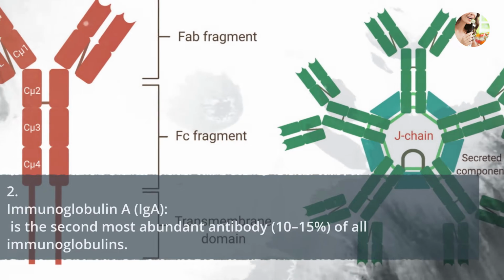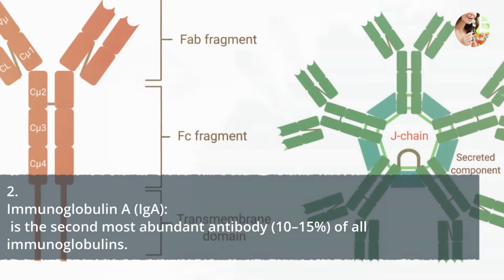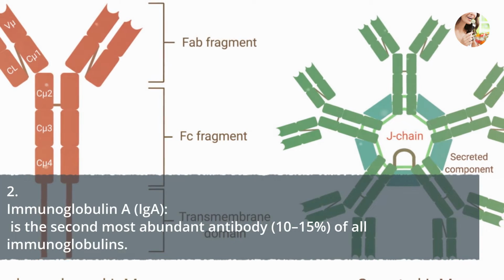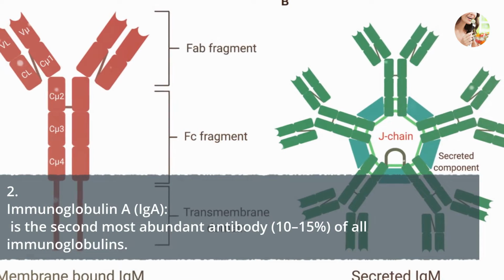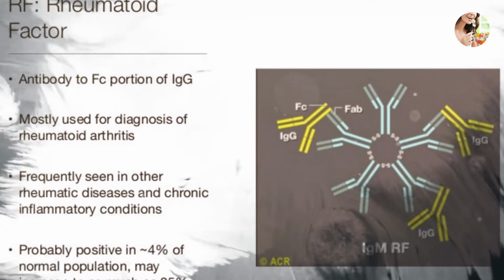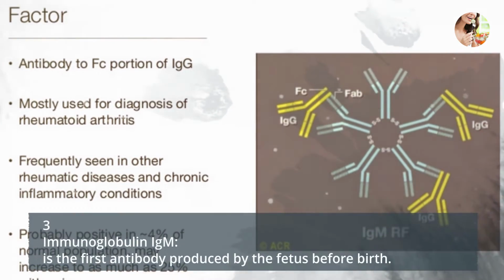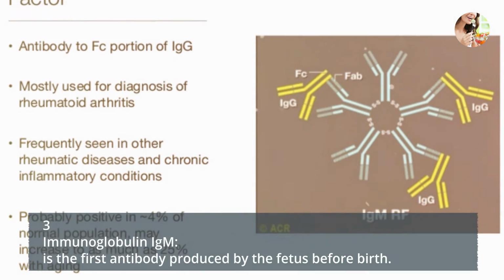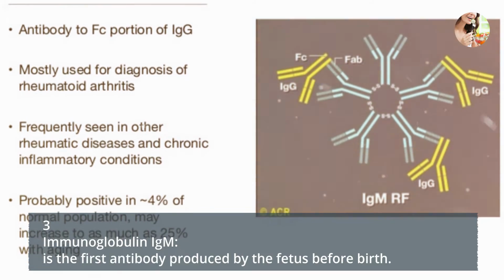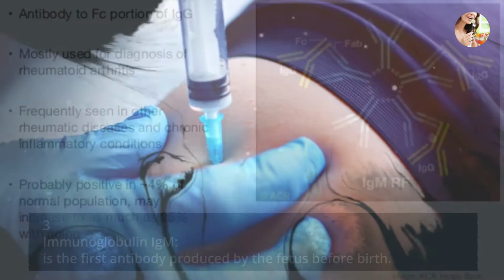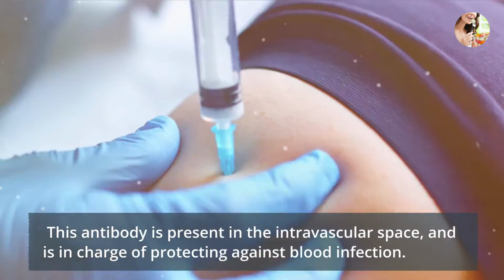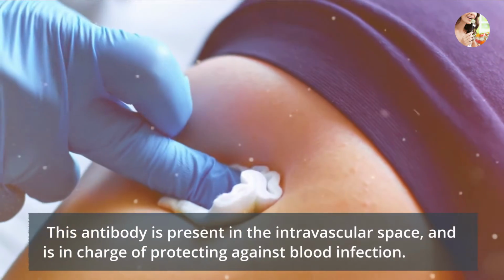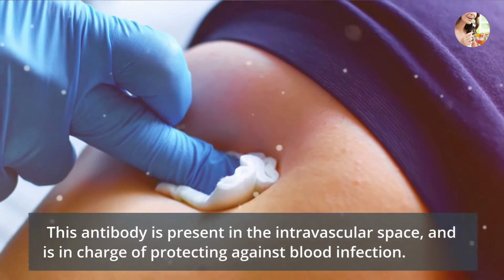2. Immunoglobulin A, IgA, is the second most abundant antibody, 10 to 15%, of all immunoglobulins. 3. Immunoglobulin M, IgM, is the first antibody produced by the fetus before birth. This antibody is present in the intravascular space, and is in charge of protecting against blood infection.